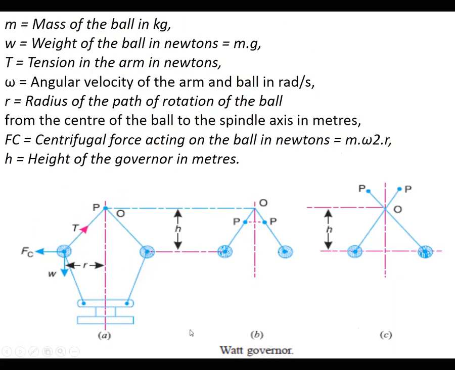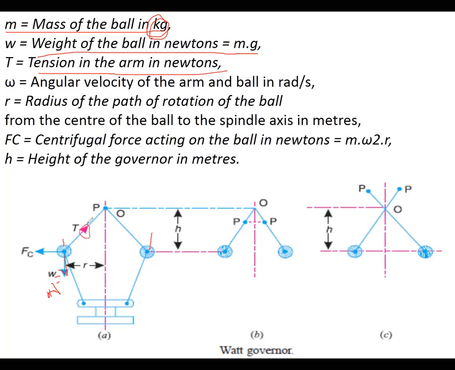Next, coming to this, there is a mass of the ball. This is the mass of the ball in kgs. So weight of the ball is M into G. This is the weight of the ball, already represented towards the downward direction due to gravity. So W is the weight of the ball, which is represented in newtons.